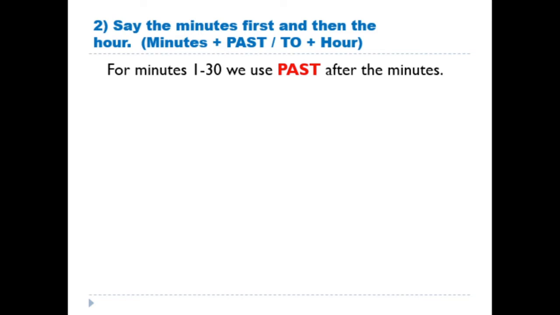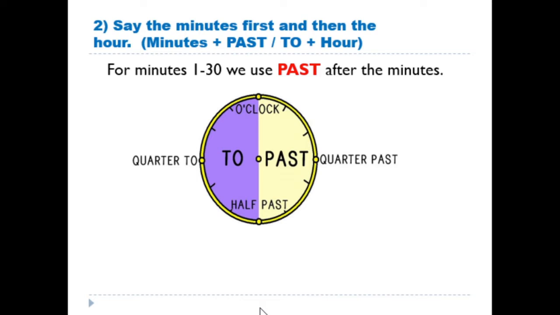Another way, and people commonly use this one, is by saying the minutes first and then the hour. It's the opposite of the first way, which is hour plus minutes. But here it's minutes plus hour. And we are going to use the words past or to before adding the hour. Now remember, for minutes 1 to 30, we use past after saying the minutes. Just like for example here. For the yellow colored part we shall use past, and for the purple part, we shall use to.